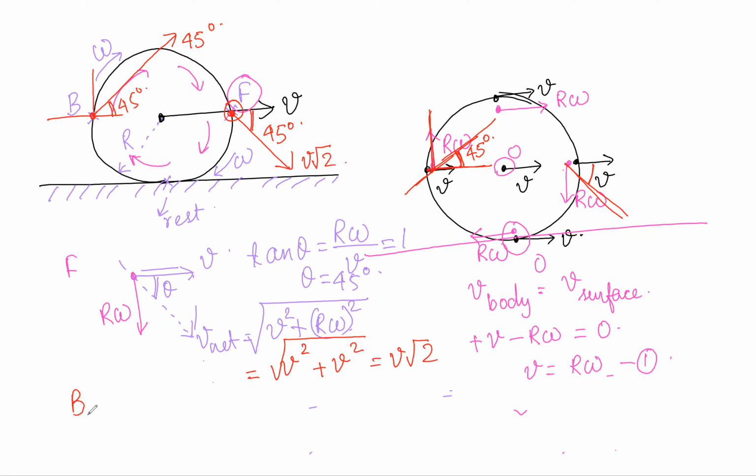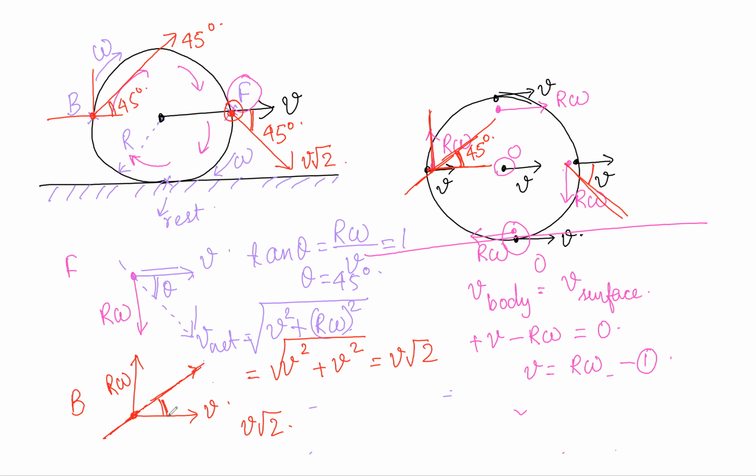So at the back point, the velocity is v towards the forward direction. It is r omega in the upward direction. So the net velocity is again equal to v root 2, but in this direction, 45 degrees upward. समझ में आ रहा है? How you're able to calculate velocity of different points where an object is rolling.